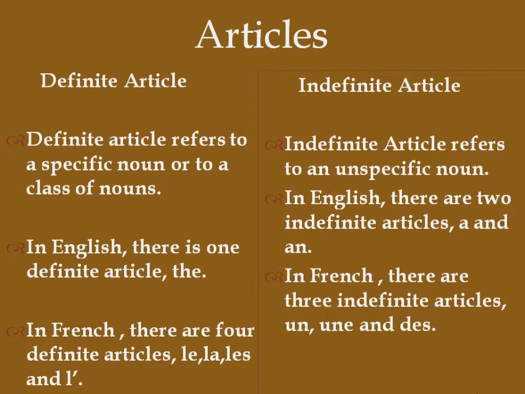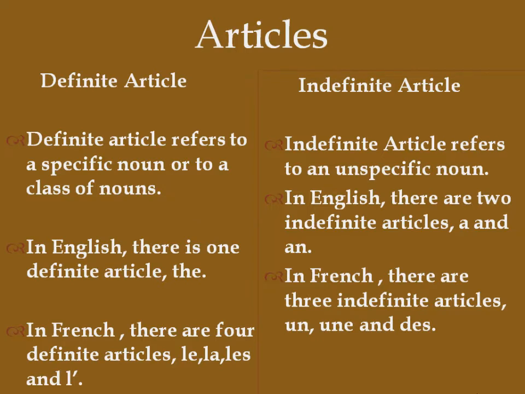Definite article. A definite article refers to a specific noun or to a class of nouns. In English, there is only one definite article, that is "the". But in French, there are four equivalents of "the". They are le, la, les, and l'. All these four articles mean the same, that is "the", but they are categorized in accordance with the gender, number, and its usage with the words that begin with a vowel.